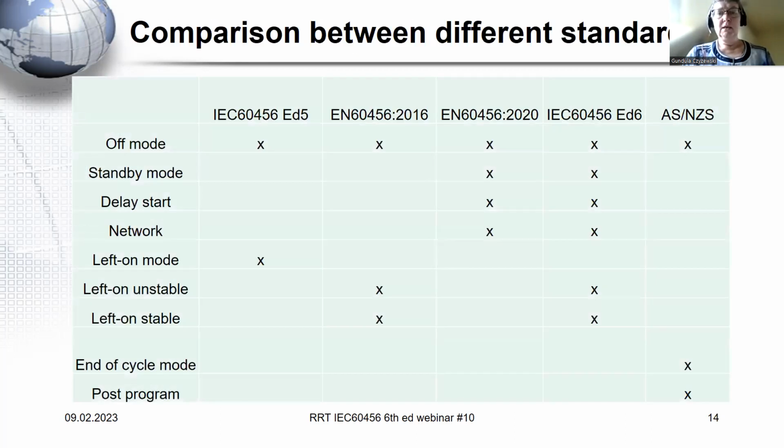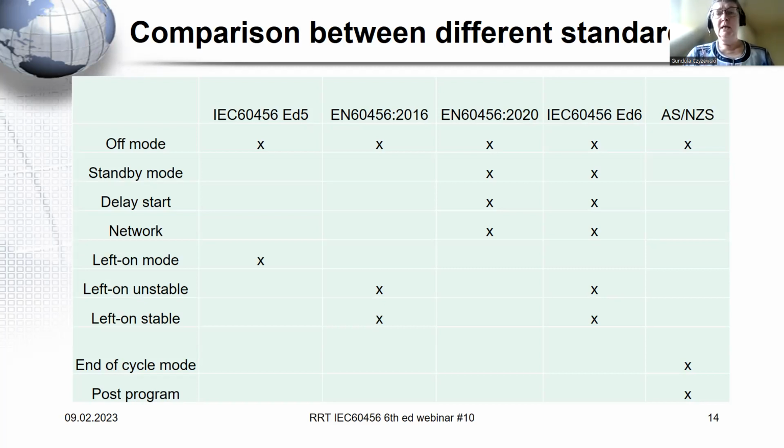This is the overview that I mentioned before. So in edition 5, we had off mode and left on mode specified already in an annex. In Europe, we went one step further. We took over the off mode, but we differentiated the left on modes in a stable and unstable period, as mentioned before and shown also in the picture.